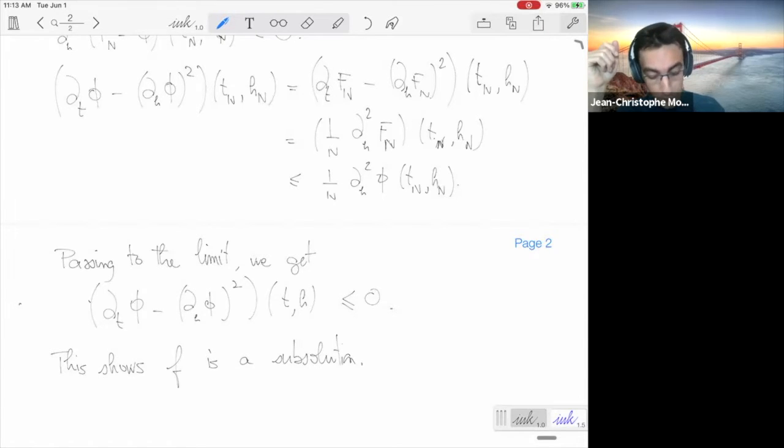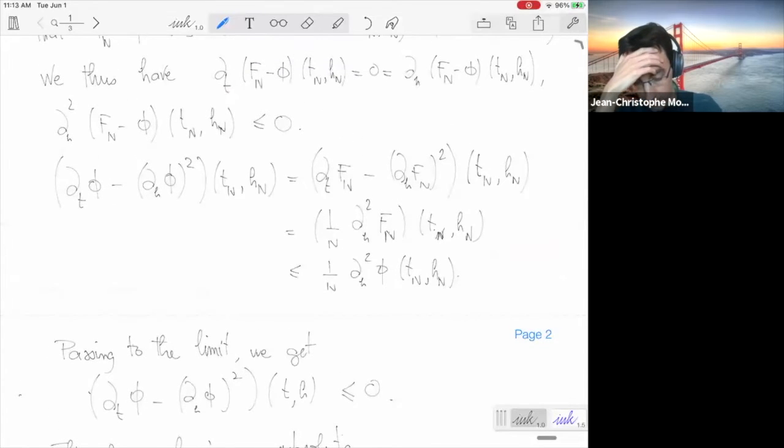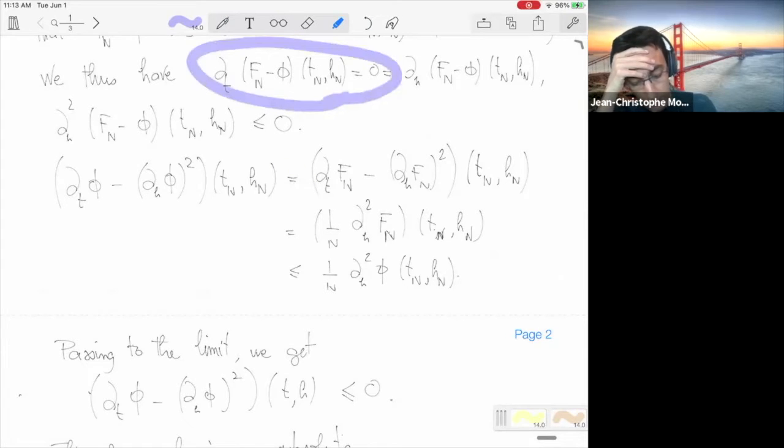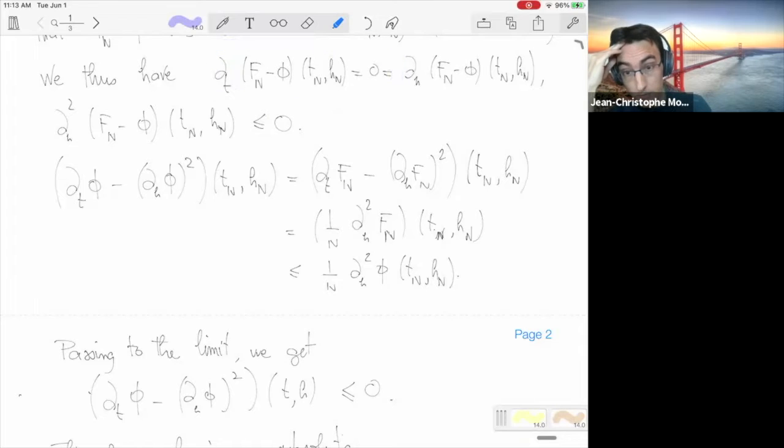So how does the first equality hold? It is because these derivatives coincide. So this equality here is true because we have these identities here. You see that the derivatives of f_n and phi are the same at the contact points. Does that make sense?